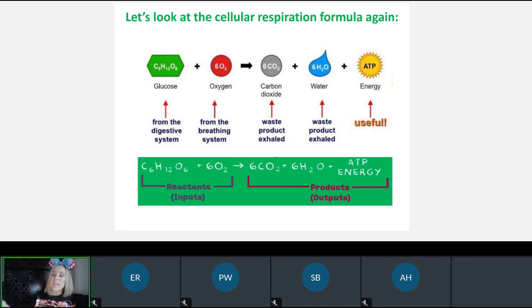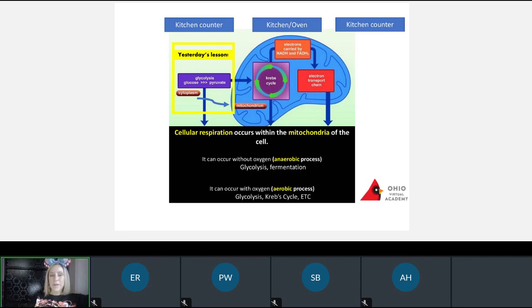So we end up taking those things. That's like our glucose and oxygen, right? And when we put them together, we might get the cardboard box waste, the eggshell waste. But at the end of the day, we get what we're wanting, the product that we're hoping for, which is the brownie or the ATP. All right. Good. So this was Wednesday's lesson.